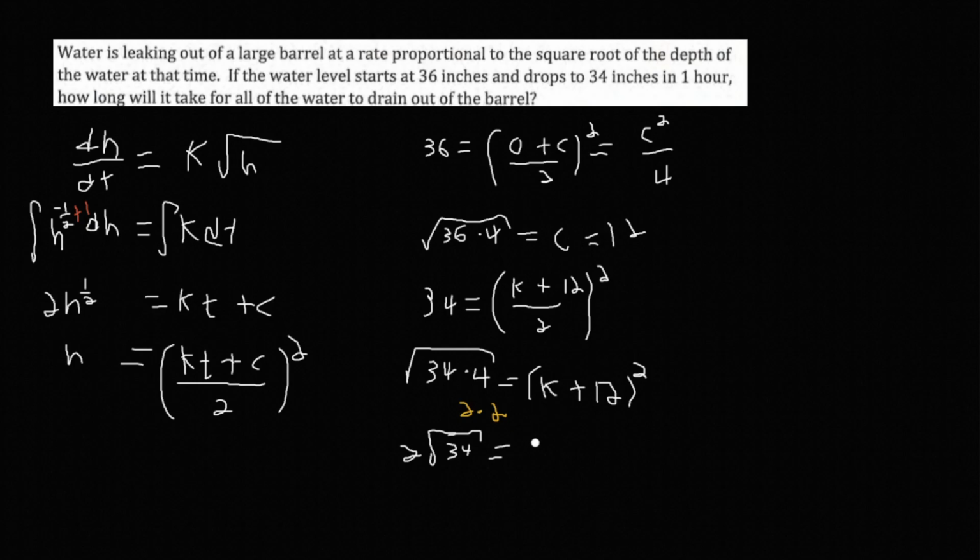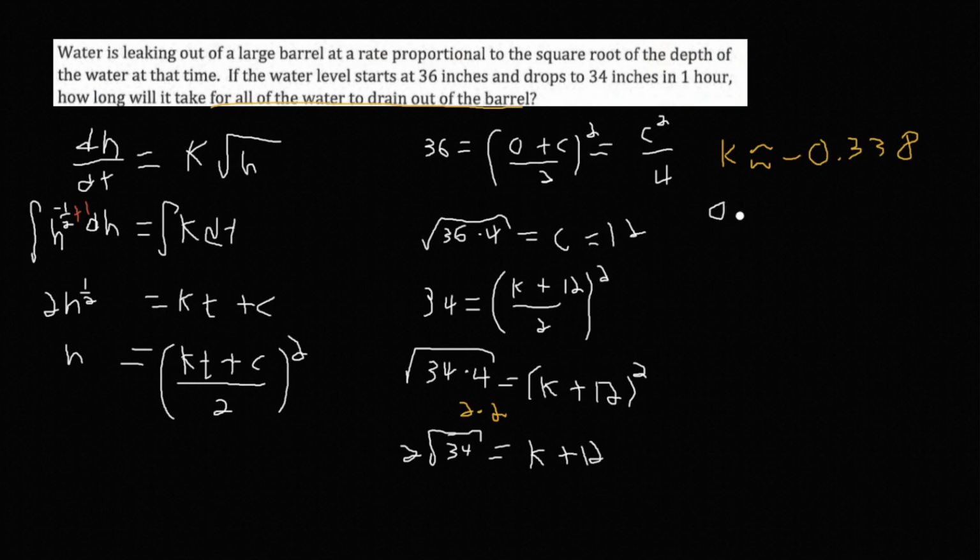Is equal to k plus 12. Moving 12 to the other side and just entering this into the calculator, we get that k is approximately negative 0.338. But we need to have it drain all the way out. So when that occurs, the final h is actually 0.